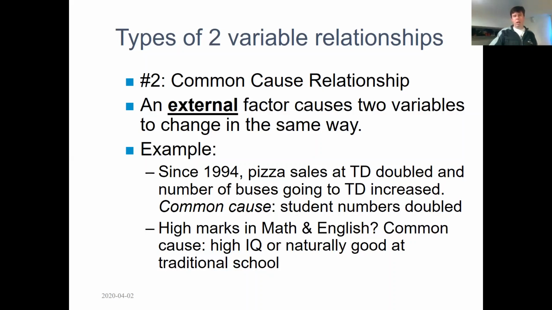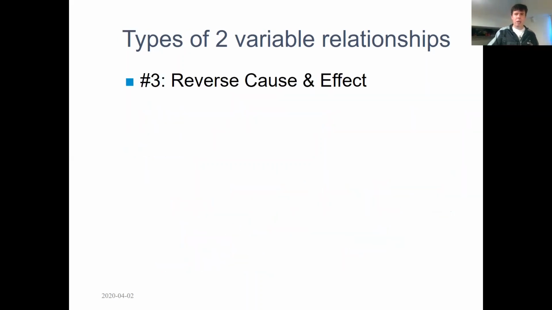But if you have really high marks in math and English or really low marks in math and English, and you have a positive correlation, in this case, it likely means that there's a common cause of general IQ, intelligence, how in grade 12 courses, a lot of what you do is based on how you write. So your writing skills, whether you're verbal intelligence, you know, visual learner, all those kind of things. So if you're naturally good at traditional school, have a high IQ, that's going to be the common cause.